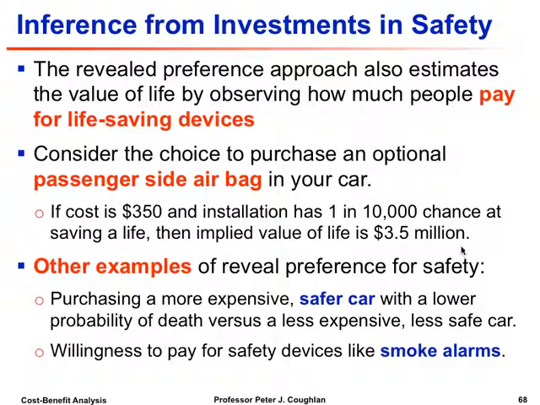Other examples of revealed preference: purchasing a more expensive, safer car with a lower probability of death versus a less expensive or less safe car, or willingness to pay for safety devices like smoke alarms. These things all indicate something about how much we value safety and therefore how much we value life.